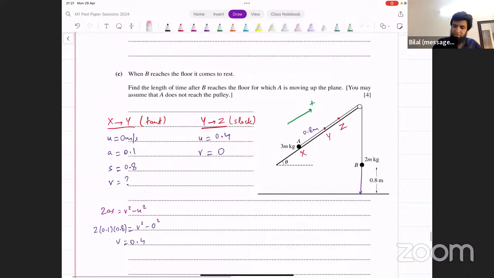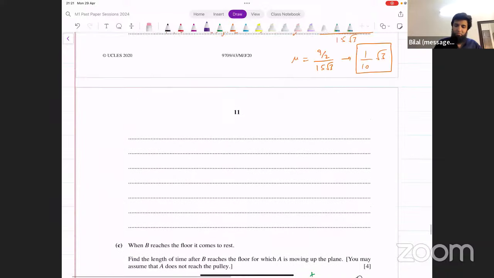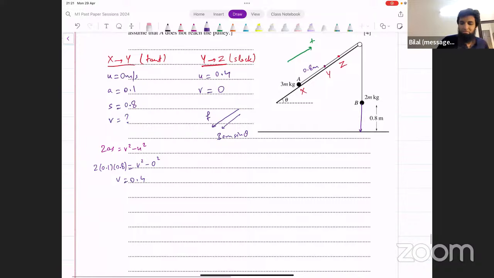I'm actually representing it on the side here. From Y to Z, we know there's friction acting in this direction. There is 30m sine theta acting in this direction. So what about acceleration? We can use resultant force equals mass into acceleration to find the acceleration for this part of the journey.